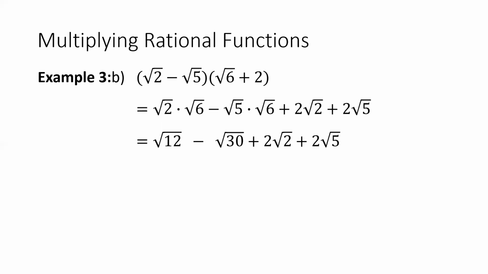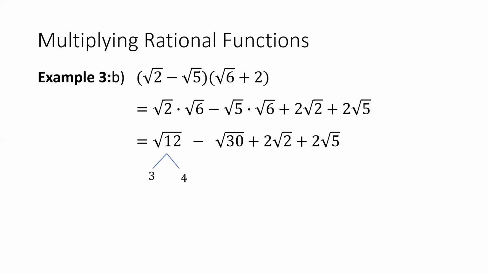And now I can't simplify anything further. So root 12 is, oh no, that's not true. I would multiply all of my things out. 2 times root 6 gets me root 12. Root 5 times root 6 gets me root 30. I can't multiply anything in the remainder of my problem. Again, that last thing should have a minus in front of it. It doesn't really affect the problem.